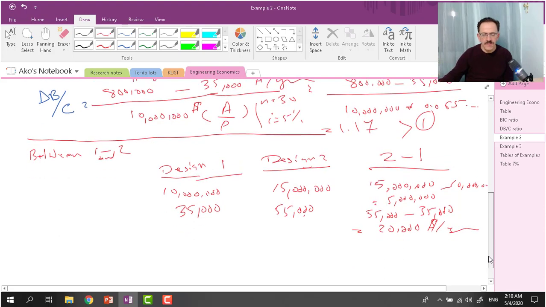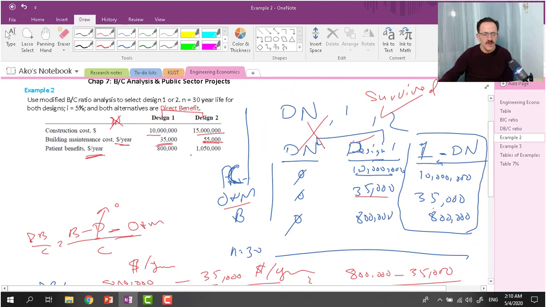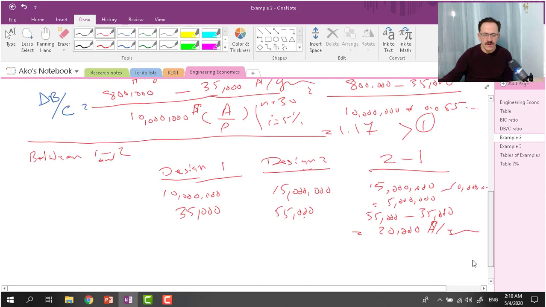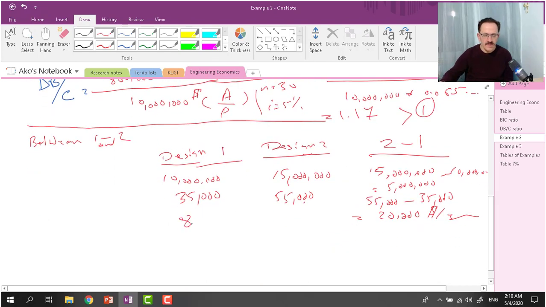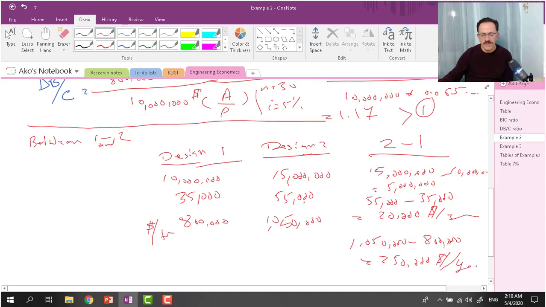Now the last step is the benefit. How much is the benefit? We have 1,050,000 and we have 800,000 per year. So the result is $1,050,000 minus $800,000, and it's equal to $250,000 per year.